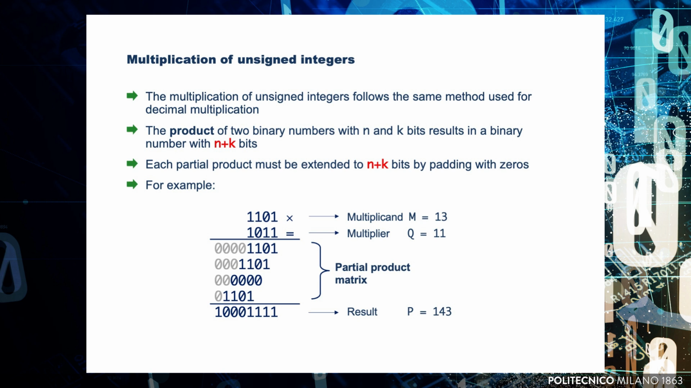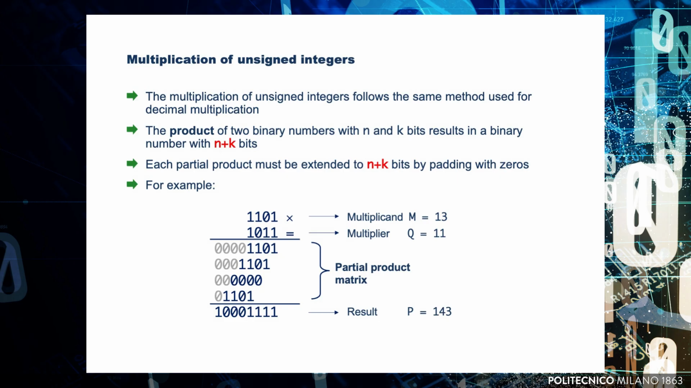In simple terms, if the multiplier bit is 1, then the partial product is composed of the multiplicand shifted left by as many positions as the position of the multiplier bit that generated it. If instead the multiplier bit is 0, then the partial product is clearly 0.